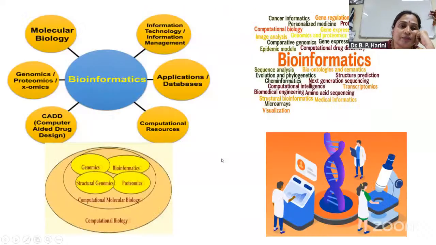So bioinformatics relies upon molecular biology and information technology. It manages information, applicative databases, and computational resources. Then we have genomics, proteomics, and overall the omics that is added upon. Here the computational aspect has led to computational molecular biology, with all this information with regard to genomics, bioinformatics, structural genomics, and proteomics. In general, computational biology and molecular biology now end up with machine learning.